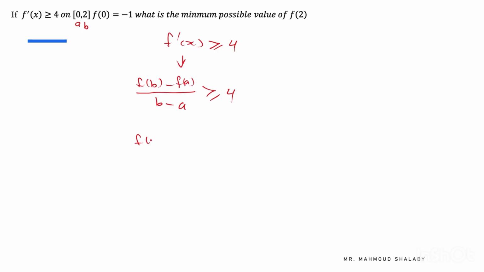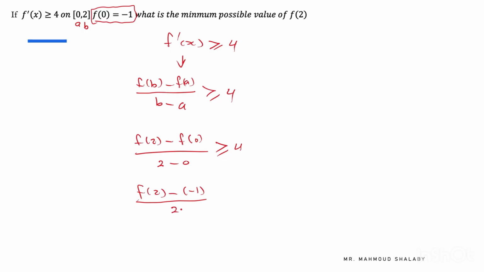f of b means f of 2, minus f of a means f of 0, over 2 minus 0. b is 2, a is 0, over 2 minus 0, greater than or equal to 4. Now I will see what I have here. I have f of 0 is -1, so it means f of 2 minus f of 0, which is -1, over 2 minus 0, which is 2, greater than or equal to 4.